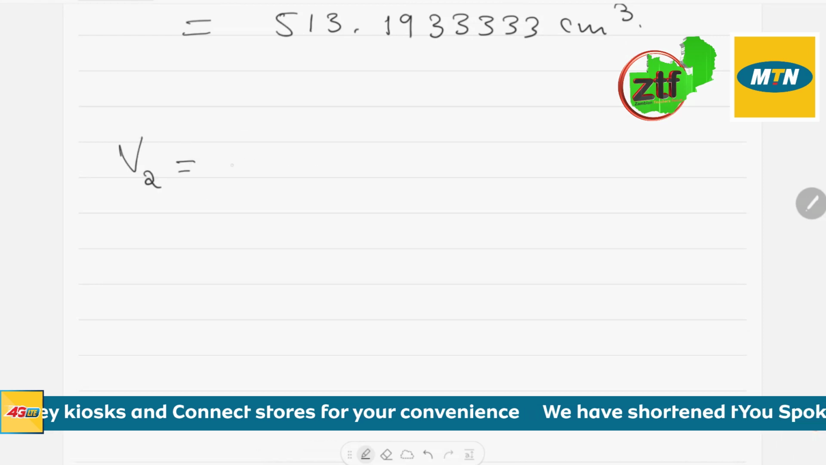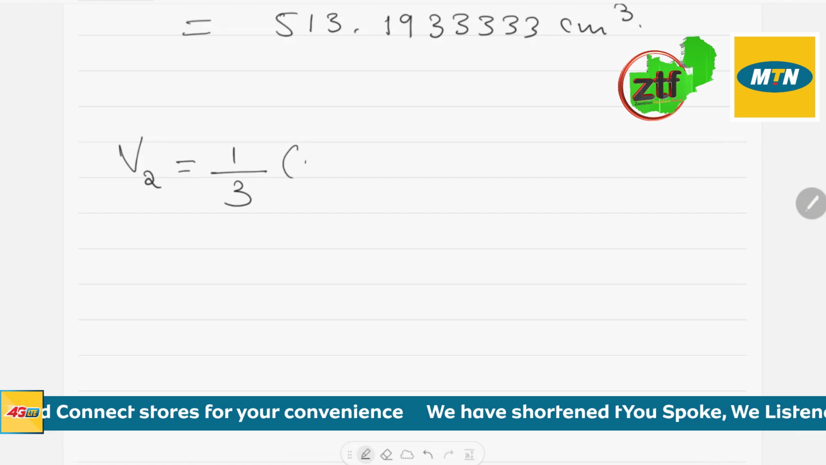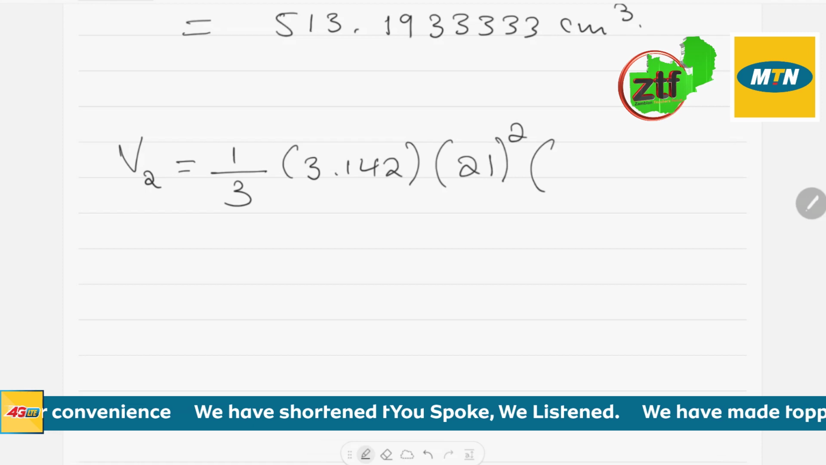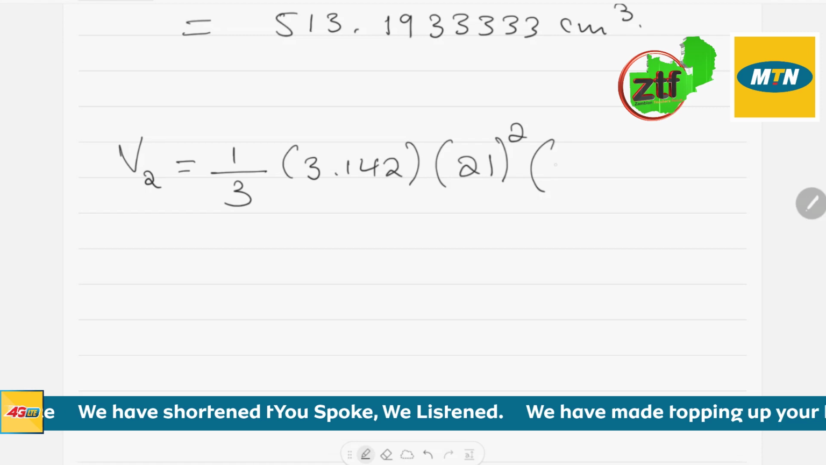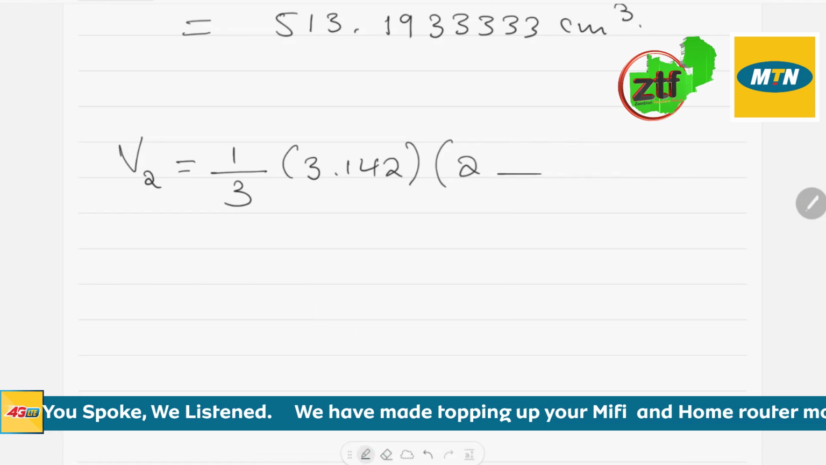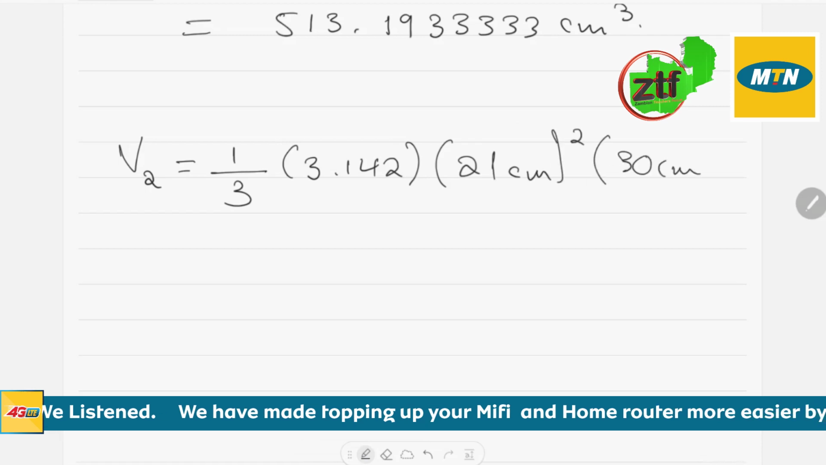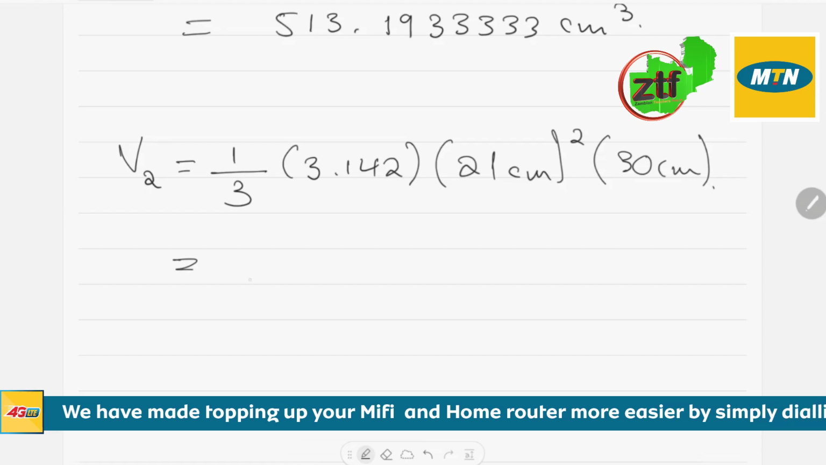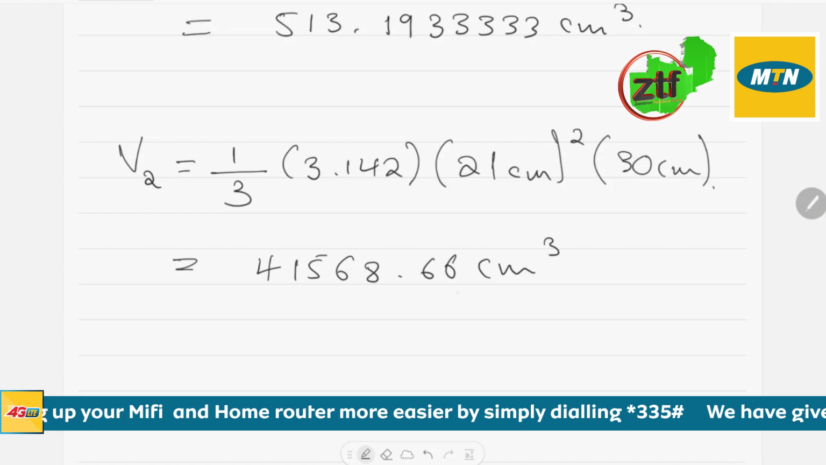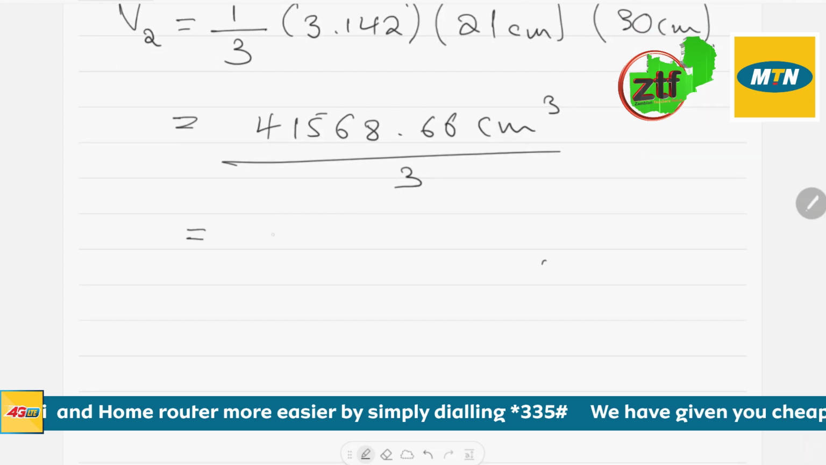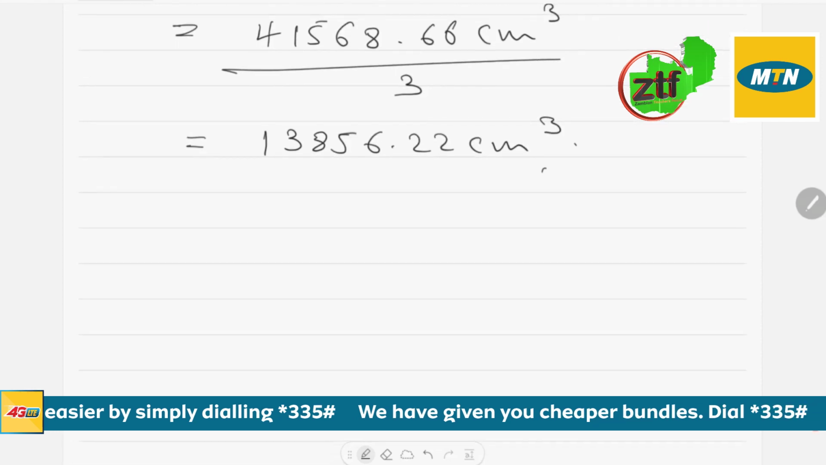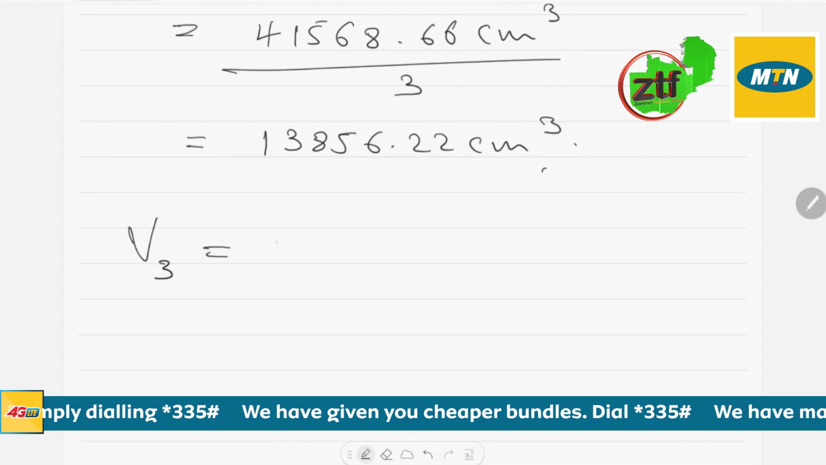So let's find the volume of the full cone. We'll call it V2. So we have 1 over 3, then our pi is 3.142 and the radius is 21. We raise it to the power 2. And now the height of the cone is 20 plus 10, which gives us 30 centimeters. So we have that squared, then we have 30 centimeters. When you simplify this, you get 41568.66 cubic centimeters over 3, and you get your answer 13856.22 cubic centimeters.